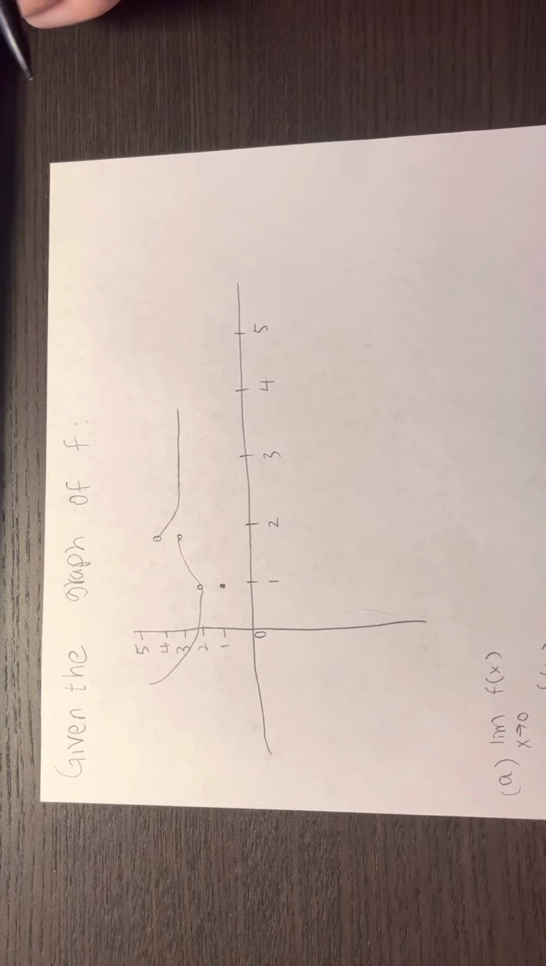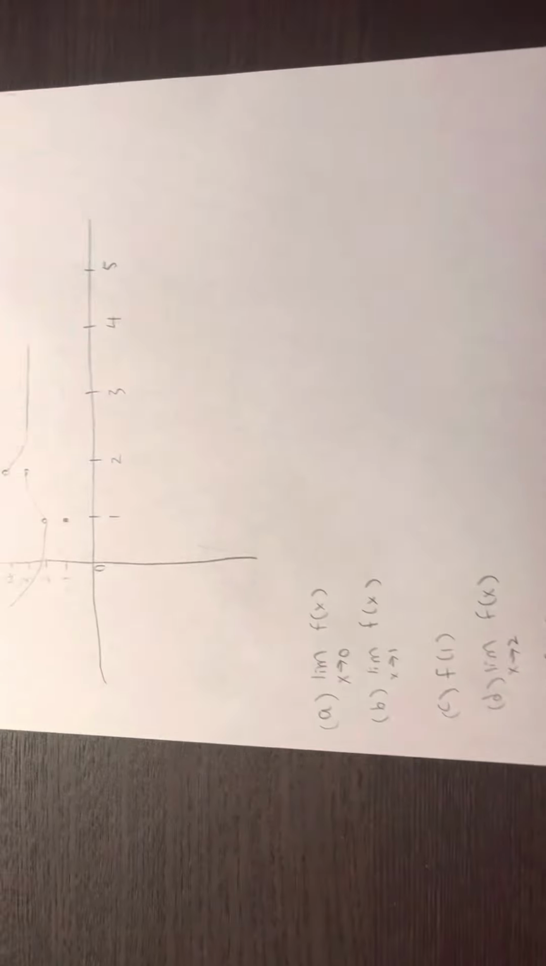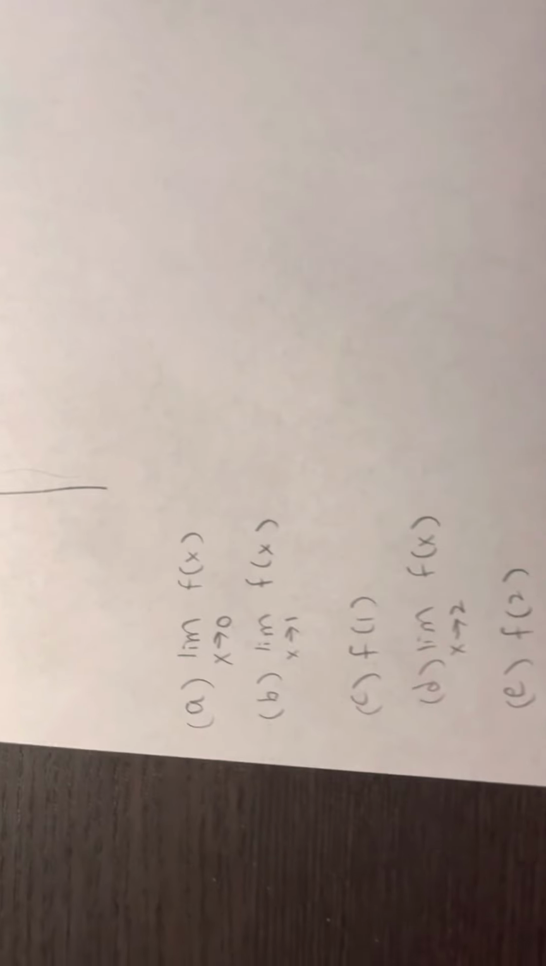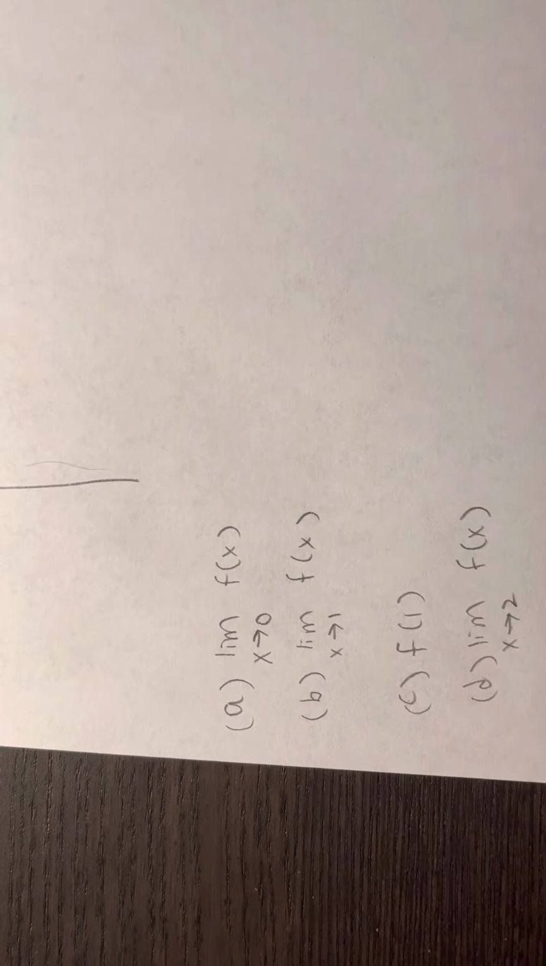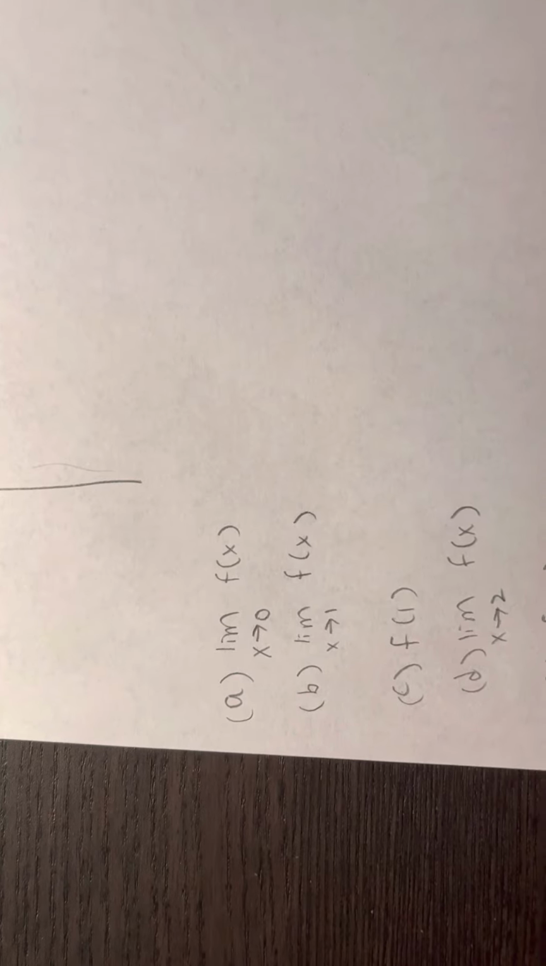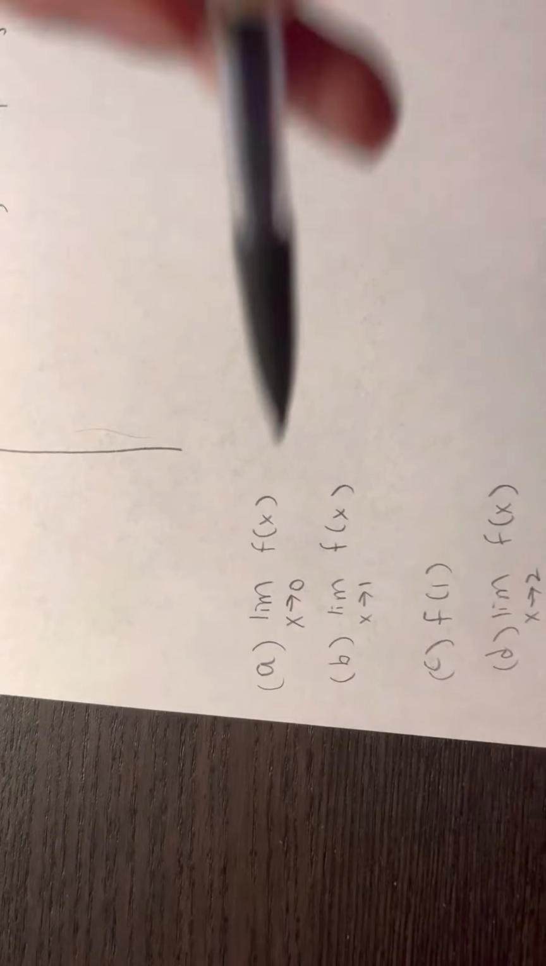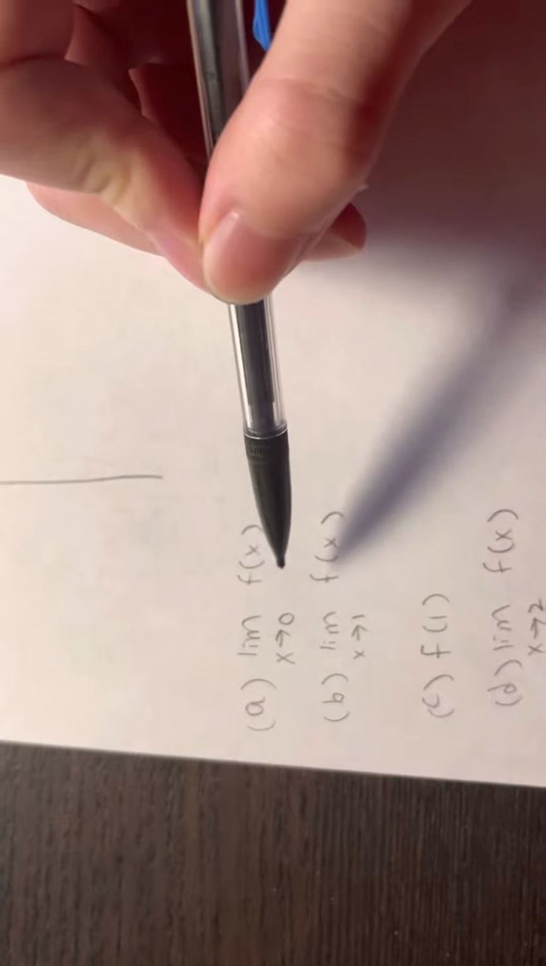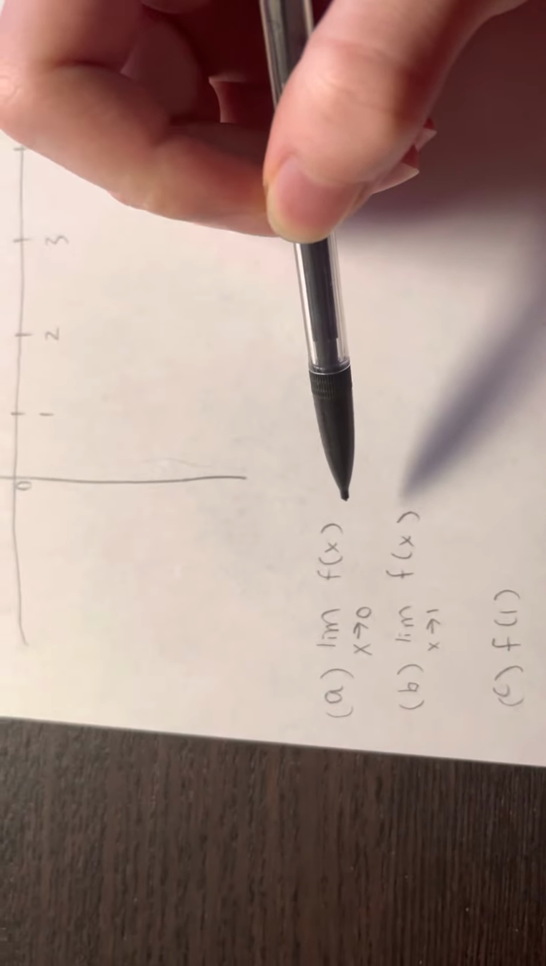Given the graph of f, we have to find this limit and the point. Question A, limit of x approaching 0, find f of x. And it didn't say it's negative or positive, so it must approach from both sides.